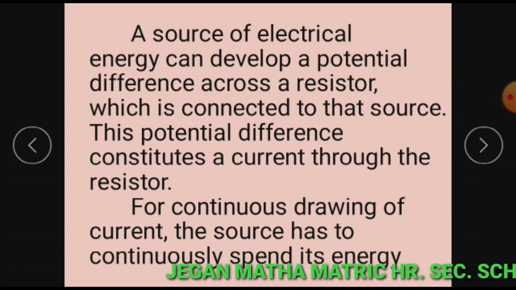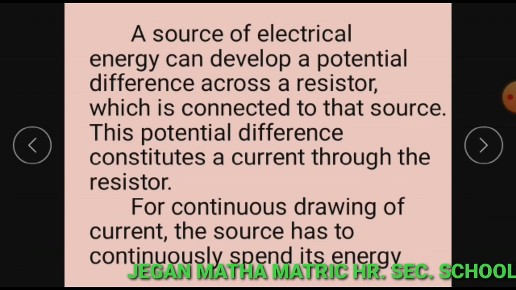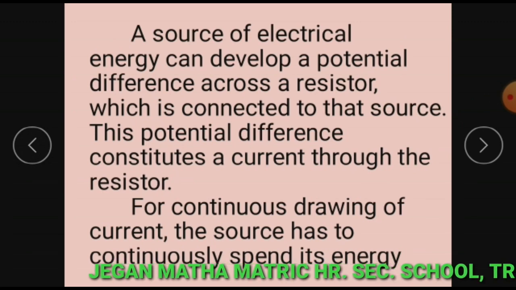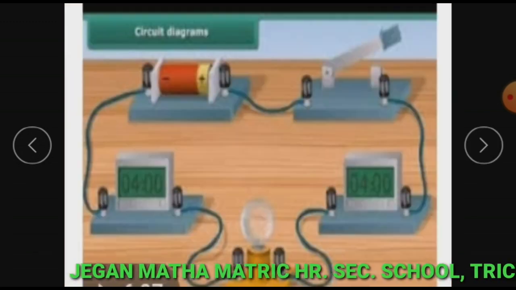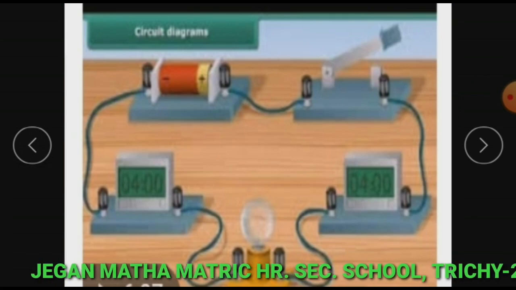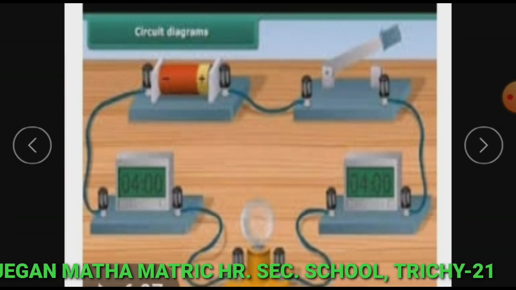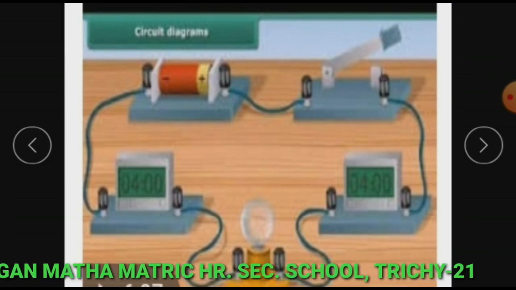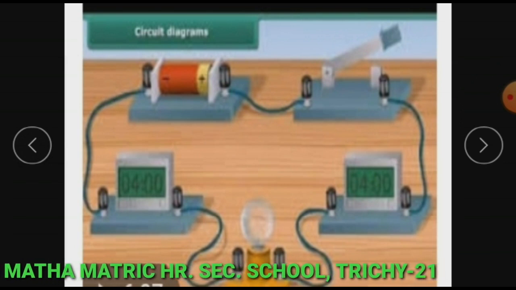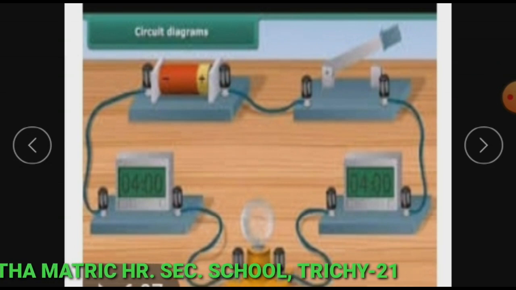Generally, a source of electrical energy can develop a potential difference across a resistor which is connected to the source. This potential difference drives a current through the resistor. For continuous drawing of current through the resistor, the source has to continuously spend its energy.